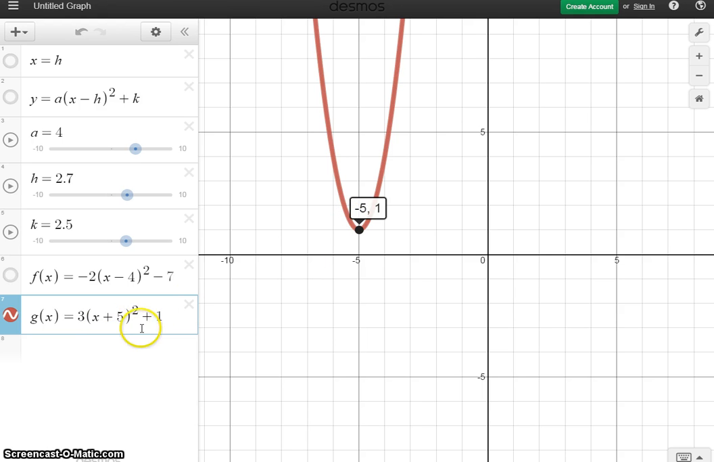It's a little bit counterintuitive. You might see that the sign of the value for h is opposite what's in the brackets, because remember, the original form is already subtracted here. So if h is negative 5, you have x minus negative 5, which actually simplifies to x plus 5. So that's why the sign is opposite. Just keep that in mind as you're working with vertex form.